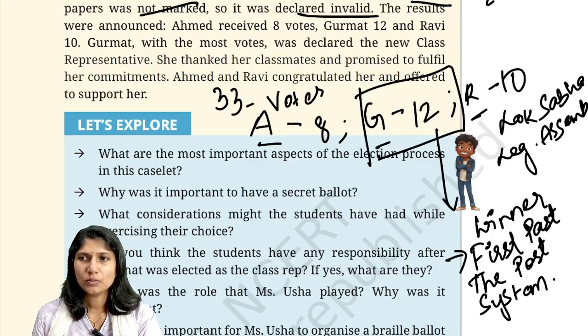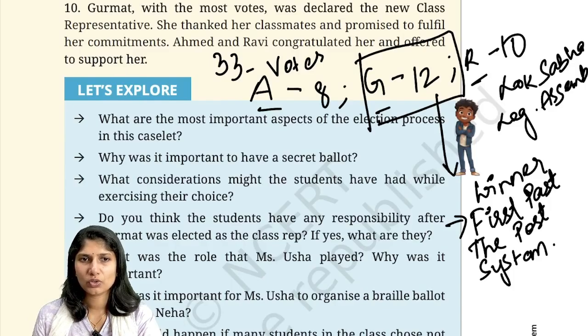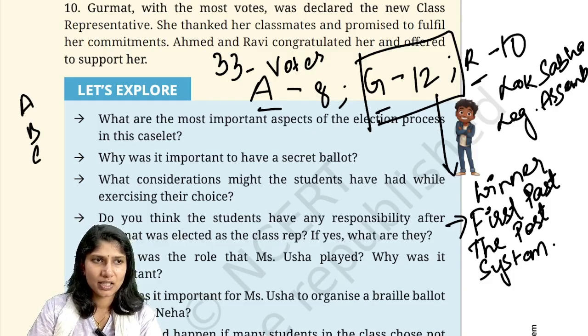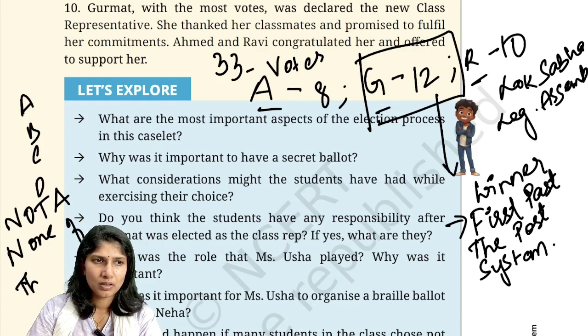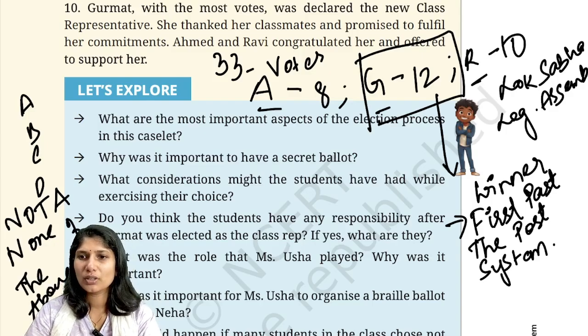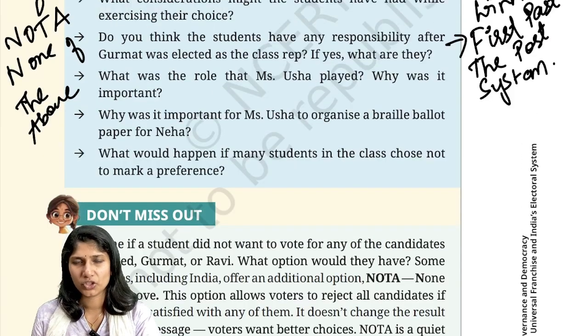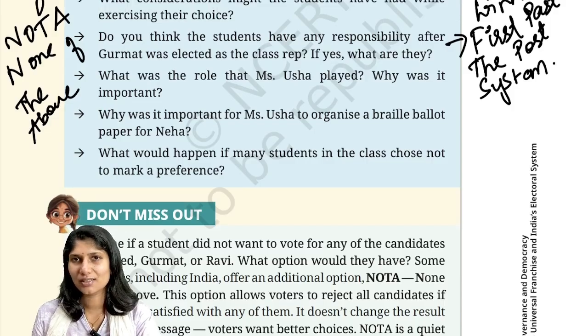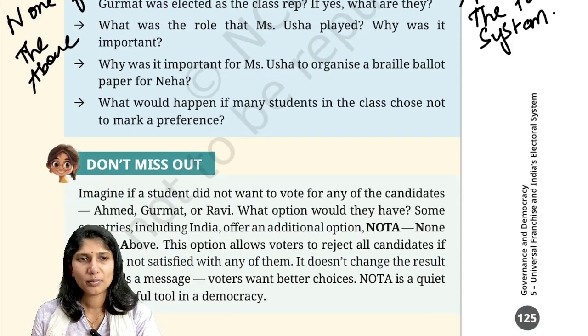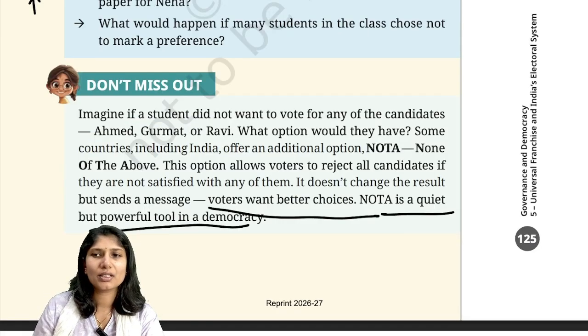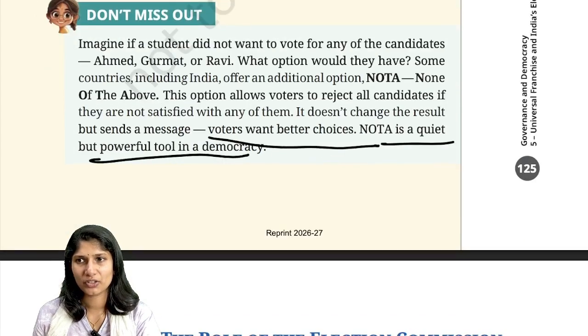Now, there is also another option in your Lok Sabha and Legislative Assembly elections. All the candidates, let's say A, B, C, D, are listed. At the last, there is also one more feature of NOTA. NOTA means none of the above. If you don't like any of the candidates given above, you can pick this NOTA option. This doesn't change the result, but it sends a message. What message? That the voters want a better choice. So your NOTA is a quiet but powerful tool in democracy.